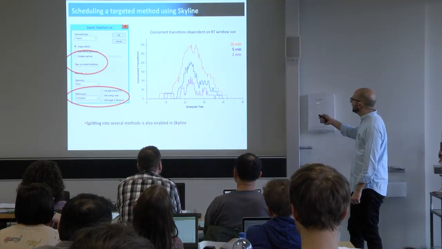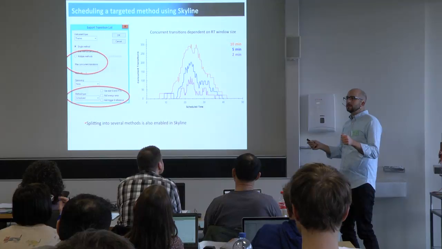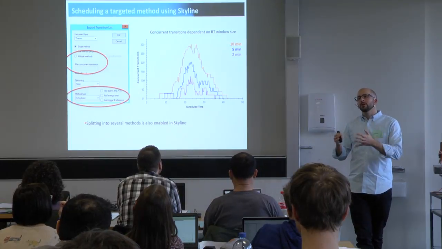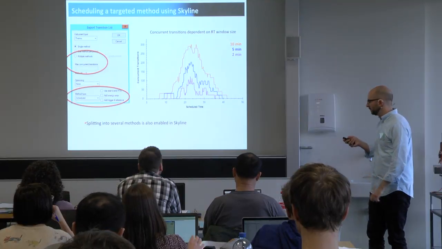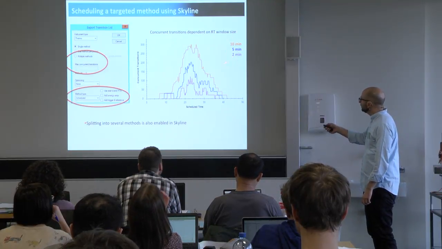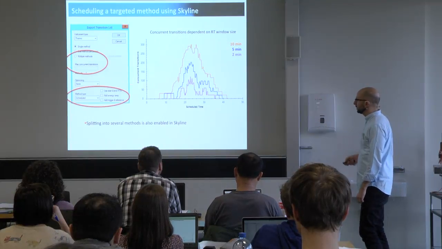Here each color relates to a different type of window. So when I have a 10-minute window, that's when I will have a lot of concurrent transitions at the same time, which means I will have a low acquisition time. And the smaller I make the window, the smaller will be the highest number of concurrent transitions.